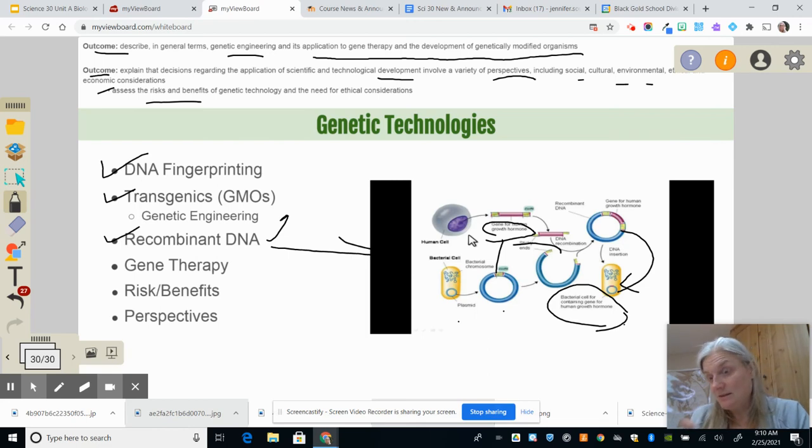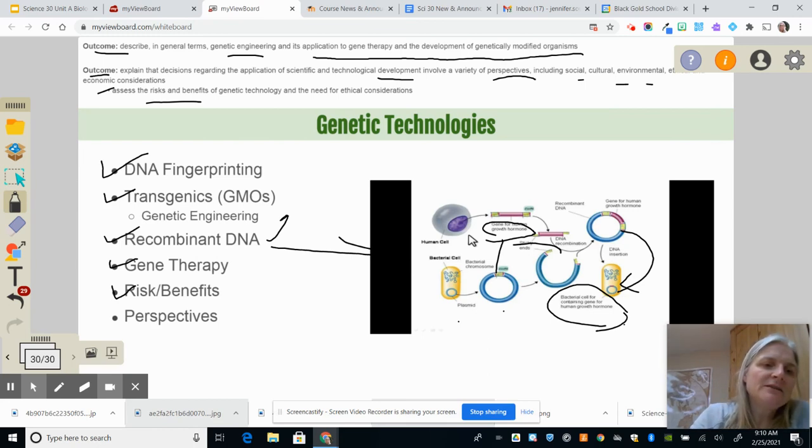You can do the same thing with insulin. You can get these bacteria creating insulin for you, creating whatever protein you need for medical purposes. Then there is gene therapy, and this is where you're actually going into the human genome and changing the actual structure of the DNA inside human cells, so if there's a defect in there, you're going to go and change that gene. There's a list of risks and benefits of some of these technologies. Make sure you review that.